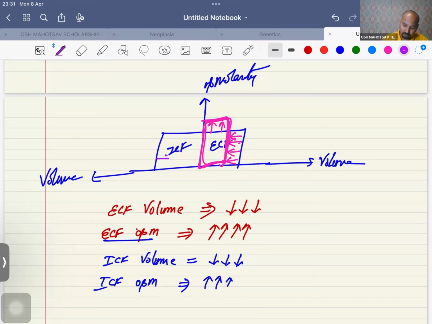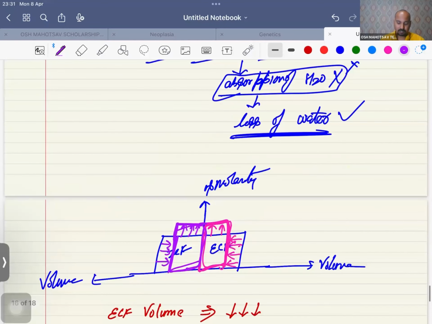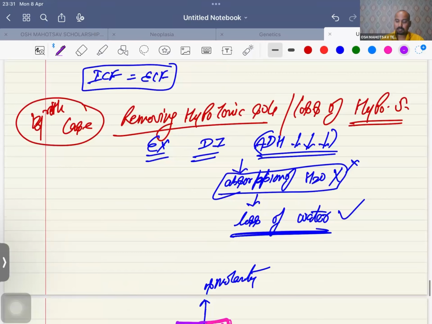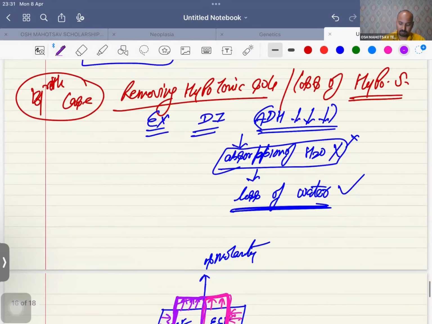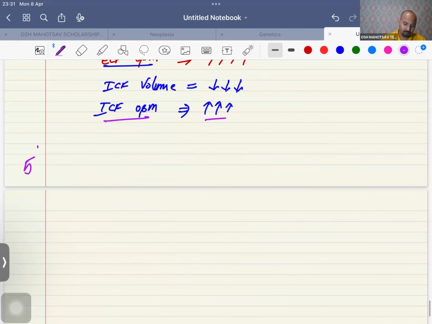So ICF volume will decrease this way. This one is the ICF volume, and ICF osmolarity will increase until ICF and ECF osmolarity become similar. Okay. This is the example of removing hypotonic solution. So now we have the fifth case.